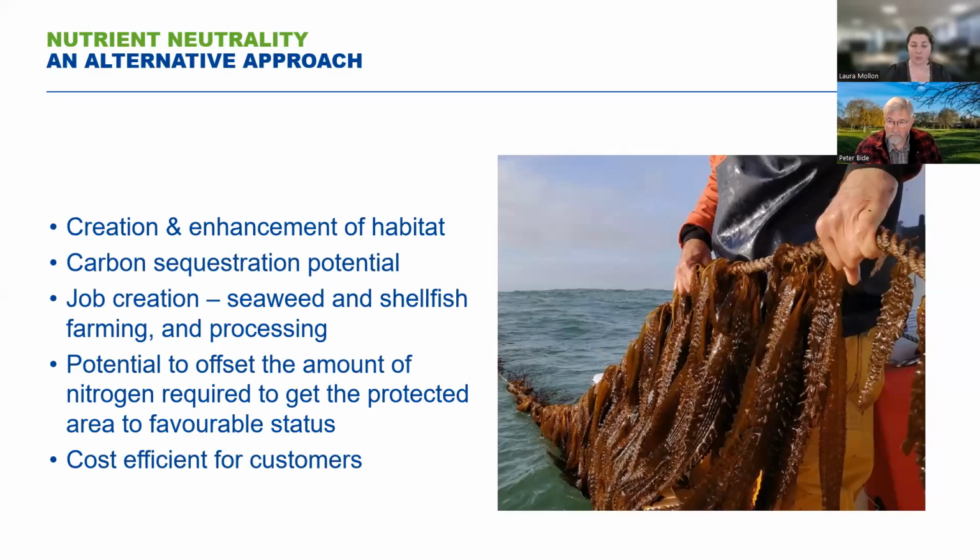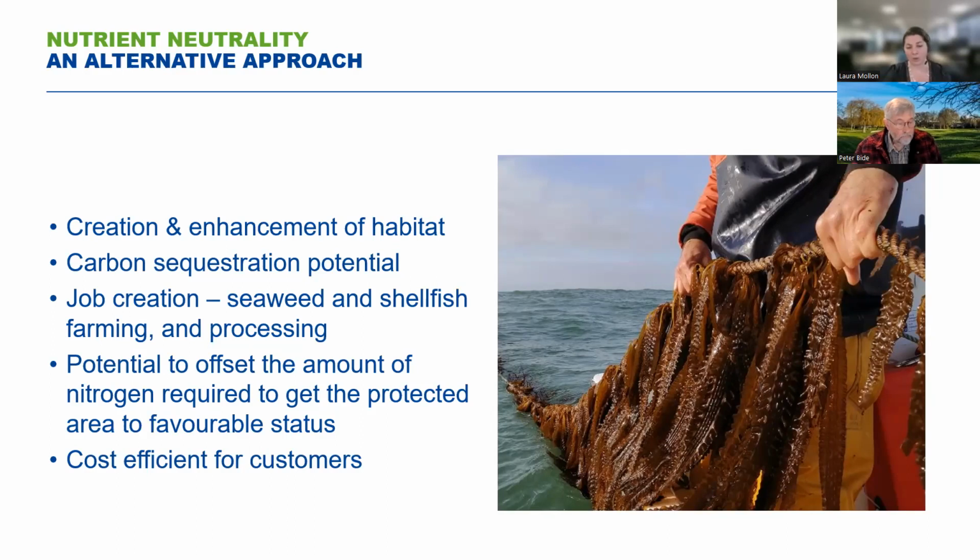If we look at job creation as well, if we were to set up seaweed and shellfish farms along the northeast coastline, that would have a positive impact on jobs for the farming itself, but also the processing of that. There's potential there with all the different things that I've listed. There is a potential to actually offset the same amount of nitrogen that's required to get that site to favourable status. So not just offsetting growth, but being able to restore the site.